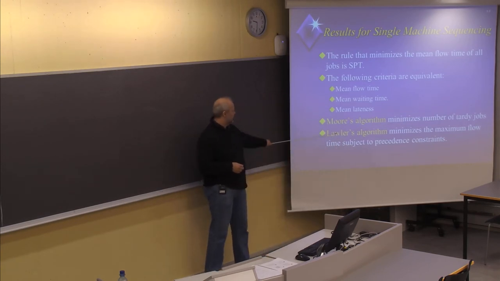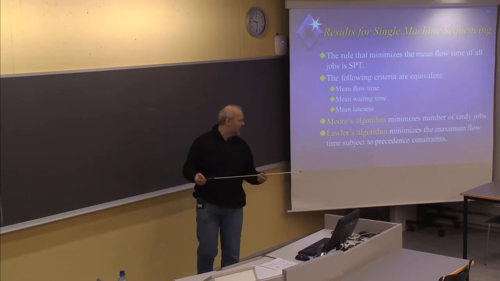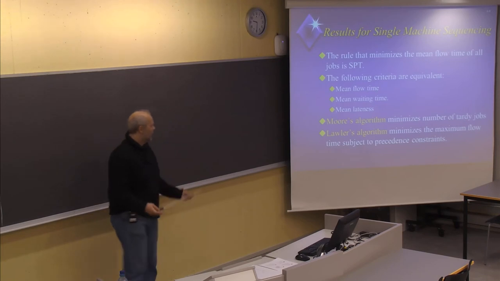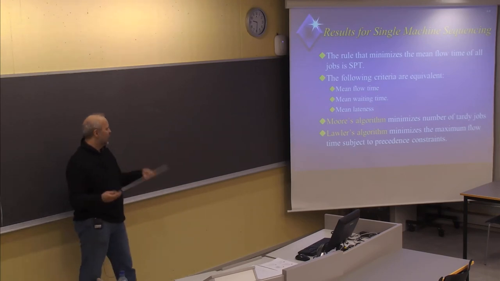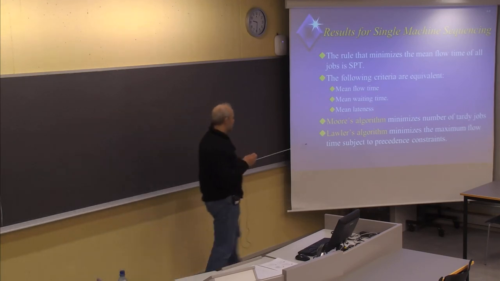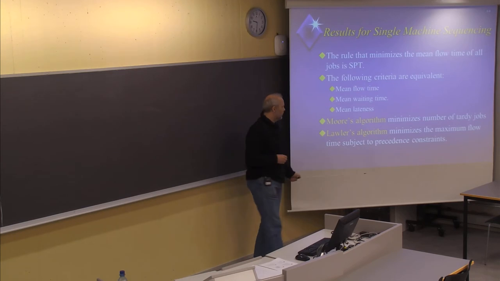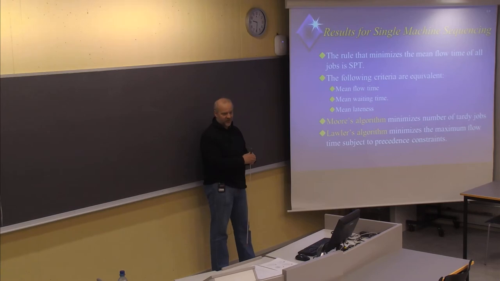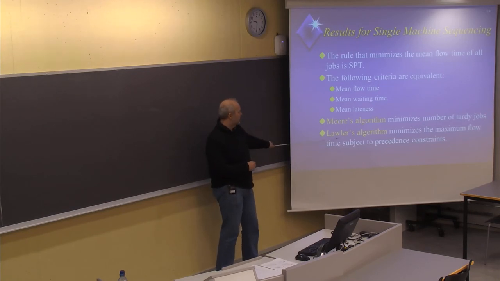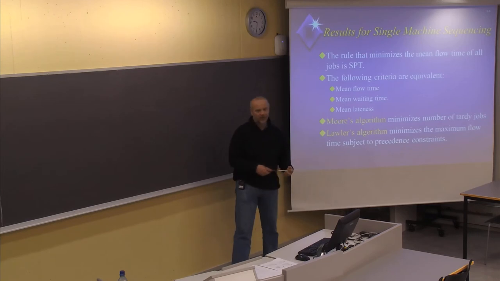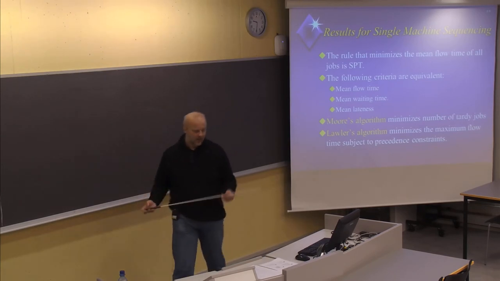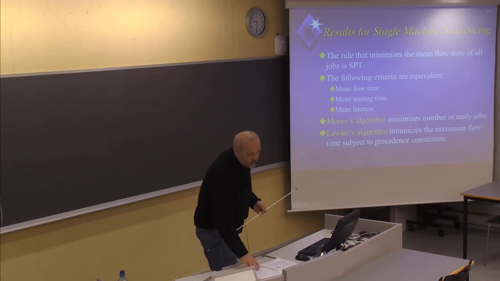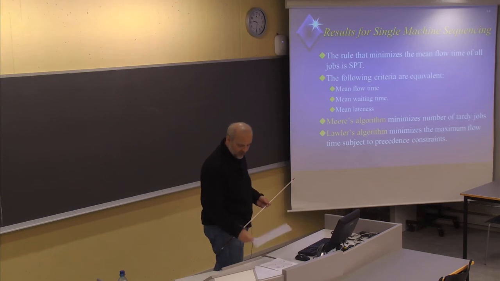And at last, today I will now present Lawler's algorithm, where the objective is to minimize the maximum flow time. This objective is the same as with the earliest due date. The delay should be as small as possible for any job, and subject to some precedence constraint. Precedence means that you need to finalize some jobs before you can start on the others.